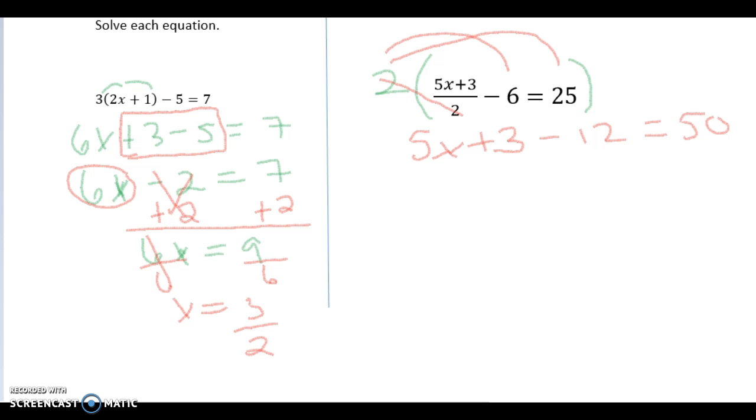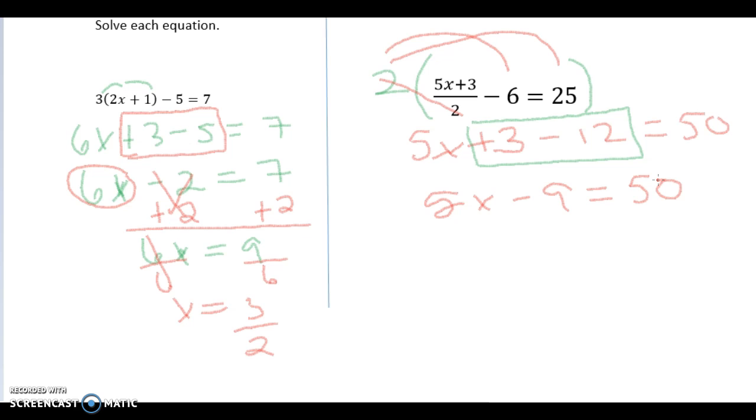Now we're going to determine, are there any like terms that need to be combined? If we look on the left side, we can combine the like terms of +3 and -12. Once we combine those terms, we will have 3 minus 12, which equals -9. So 5x minus 9 equals 50.